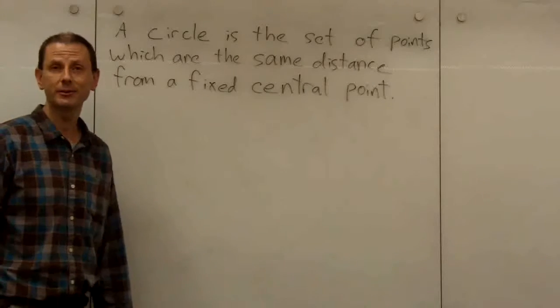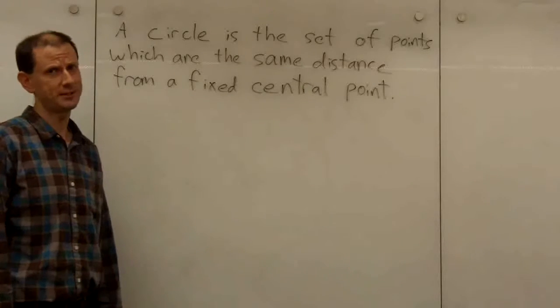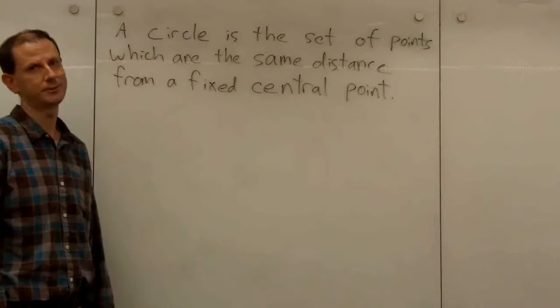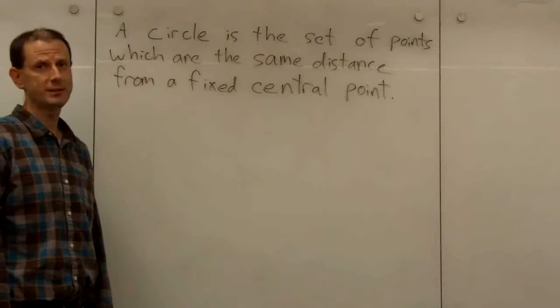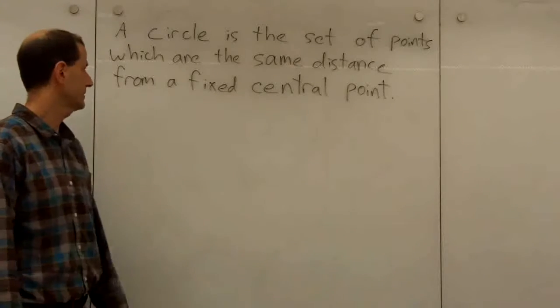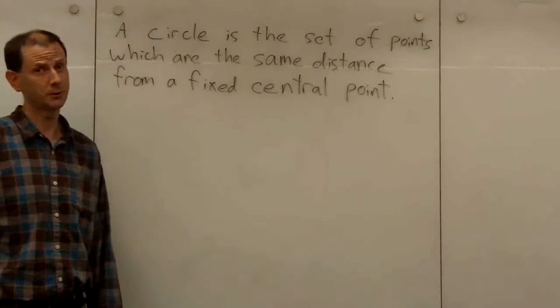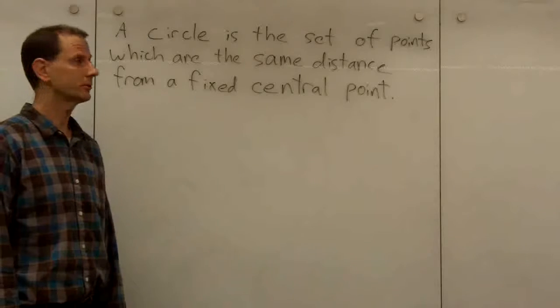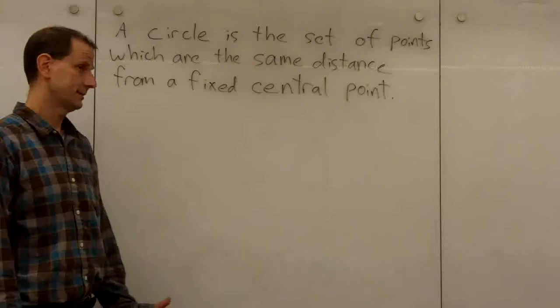In order to derive the equation of a circle, we're going to need a precise definition. Sure, a circle might be something that's perfectly round or some such, but ever since antiquity, the precise definition of a circle has been the set of points which are the same distance from a fixed central point. So if we want to get the equation of a circle, we want to start with distances.